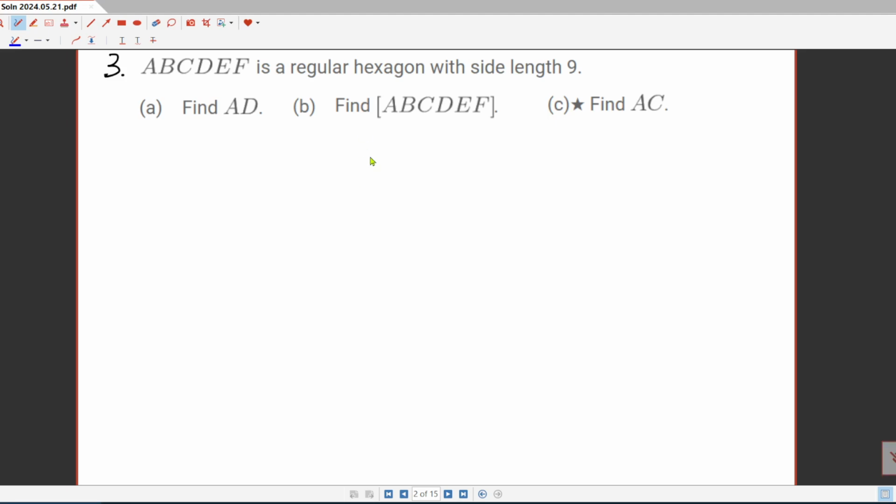ABCDEF is a regular hexagon with side length 9. The question asks you to find the side length AD, the area of ABCDEF, and then the length of AC. Okay, first of all, we can draw a regular hexagon which looks like this. Let's call these points A, B, C, D, E, F respectively.